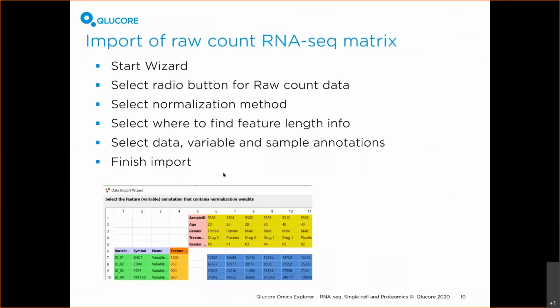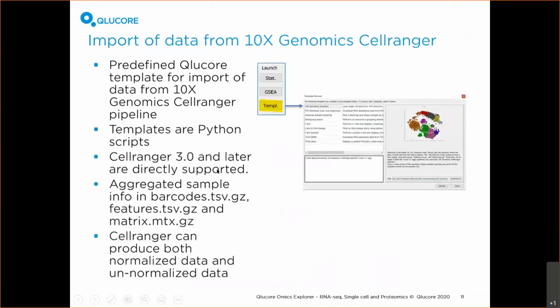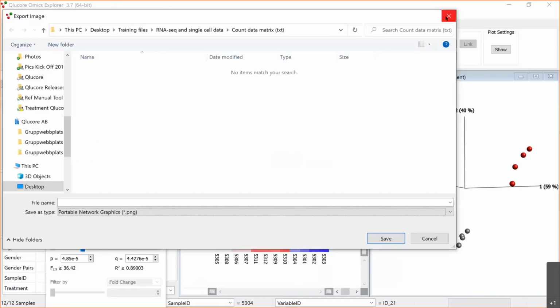Okay, now we continue. We can also import data from the 10x Genomics Cell Ranger pipeline. And here we use a predefined template for import of 10x Genomics Cell Ranger data. These are Python scripts. So let's see how that works.